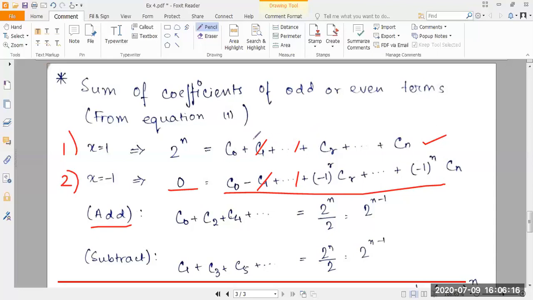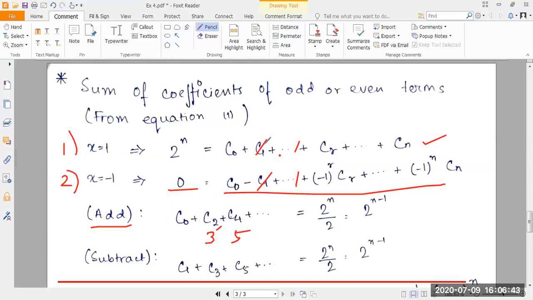Now you see, although C2 is in the third position, it's C2. So we have C2 here, but this is actually the third position. This is the fifth position, but it's C4. So please don't get confused between even and odd. These are the sum of the odd positions: the first position, the third position, the fifth position. But these are C0, C2, and C4. So please don't get confused with it.